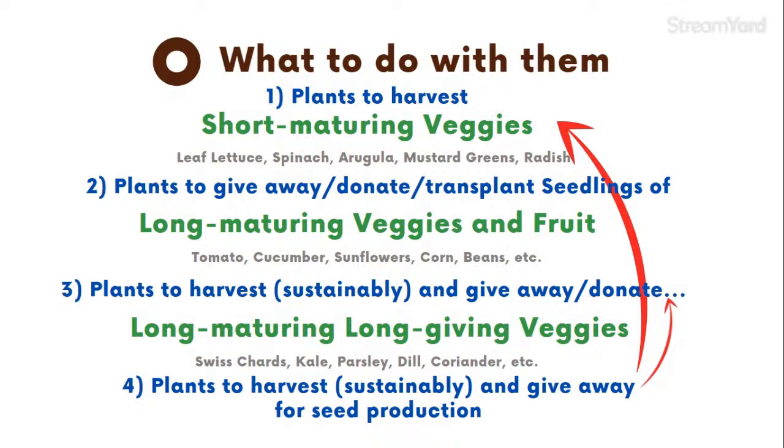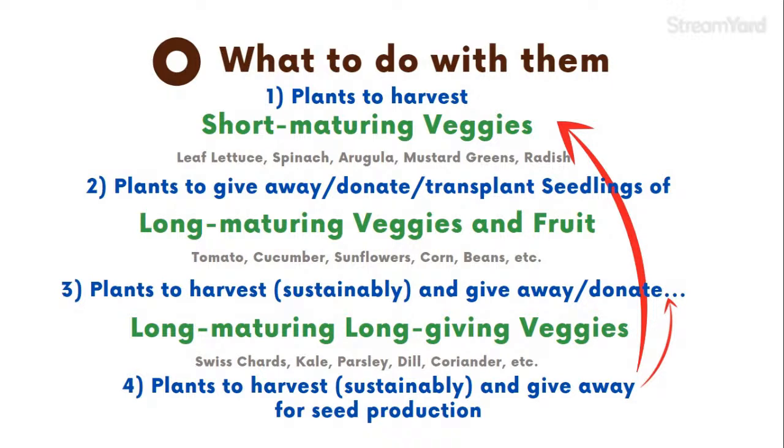So there are plants that you can harvest. These are short maturing veggies: leaf lettuce, spinach, arugula, mustard green, radish. Make sure you plant these. If you don't plant anything, make sure you plant these 5, because they are so fast to grow and your students can actually harvest and eat them. If you don't want to plant anything to give away to market, or you want to keep it simple, these are the 5 plants you want to go with. So you can harvest and eat them.